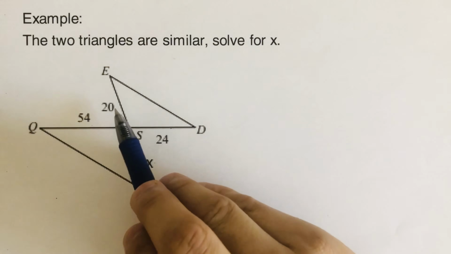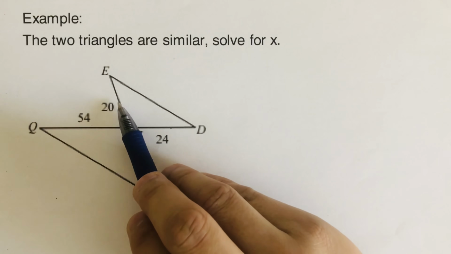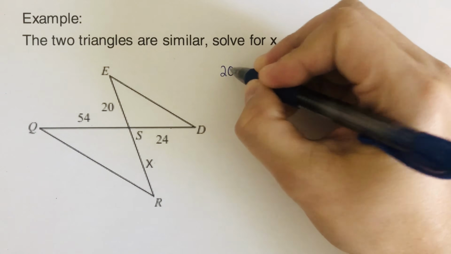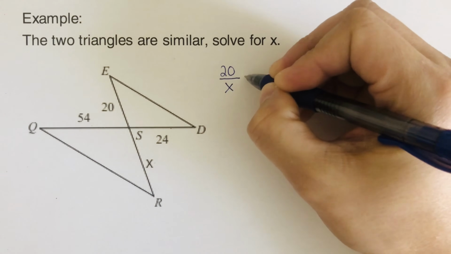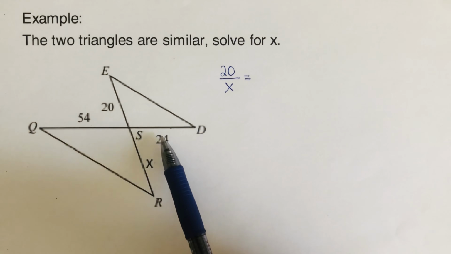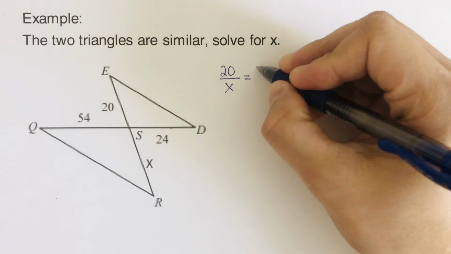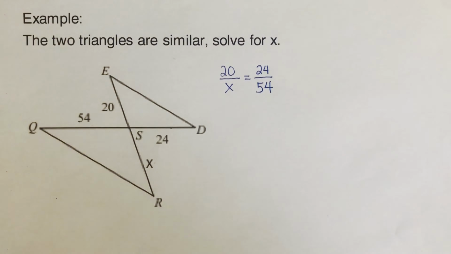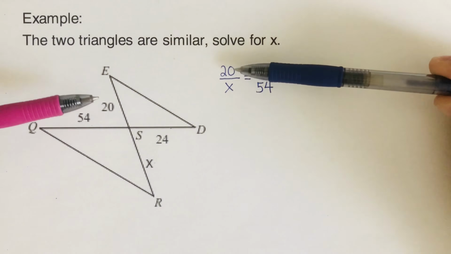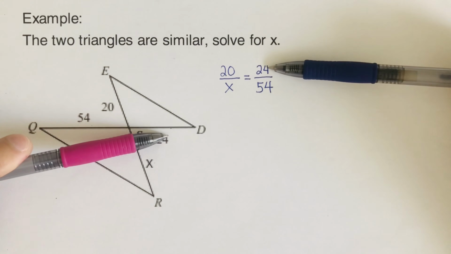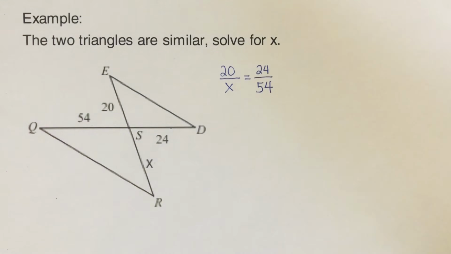First, I'll start with the small triangle over the big. So that would be 20 over x is equal to, since I started with the small, on the other fraction I'm going to start with the small too. So that would be 24 over 54. Again, I'd like to repeat, that is coming from the small over the big triangle. Okay, so let's do the math for this one.